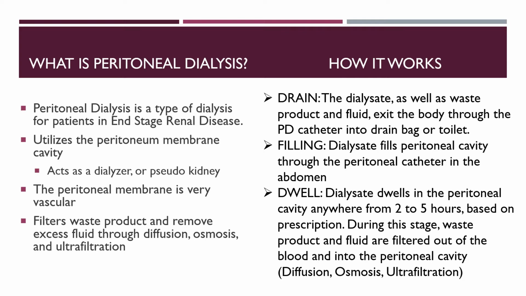The peritoneal membrane is very vascular and works by filtering waste product and removing excess fluid through the process of diffusion, osmosis, and ultrafiltration. It works through an exchange. An exchange is a process of filling, dwelling, and draining. The patient will complete at least 5 exchanges a day. The first step is actually to drain.